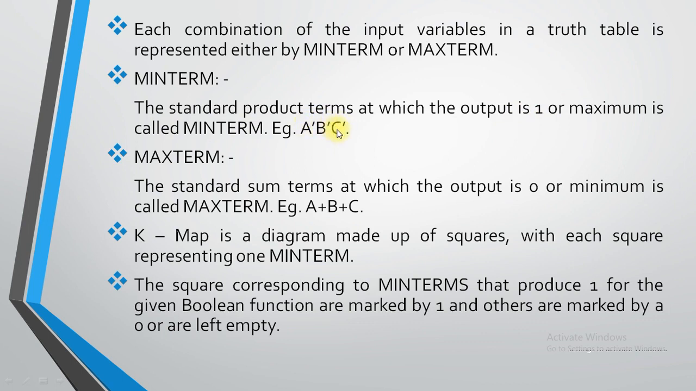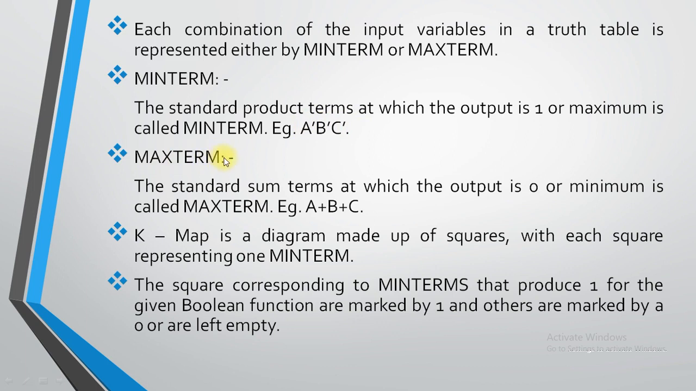I want to repeat this once again, that between the A dash, B dash and C dash there is a dot symbol, or operator dot. Dot is represented by the product. It is also known as a product, and plus is known as sum. So minterm means, when you work with a product term, it is known as minterm, which may be in the form of A dash, B dash and C dash.